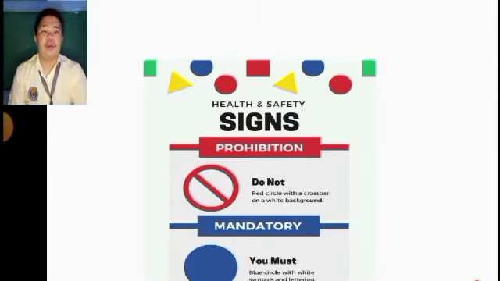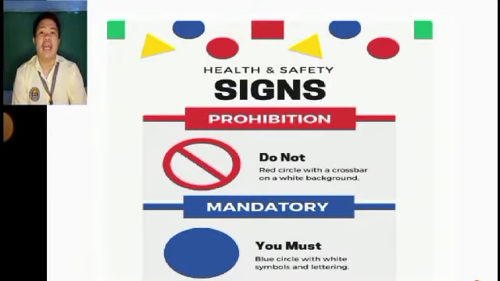Now, for us to be able to know and be fully aware of the signs, take a look at these pictures. Health and safety signs: prohibitions, meaning do not, are a red circle with a crossbar on a white background. And then mandatory, which is the color blue, meaning you must do. Blue circles with white symbols and lettering.